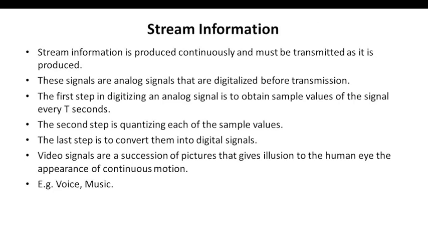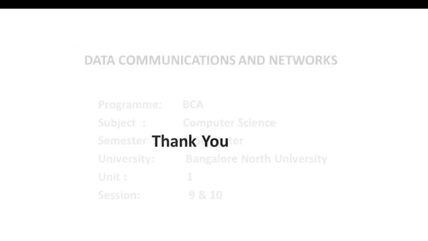Video signals are a succession of pictures that gives the human eye the illusion of continuous motion. For example, voice and music. This is about stream information.